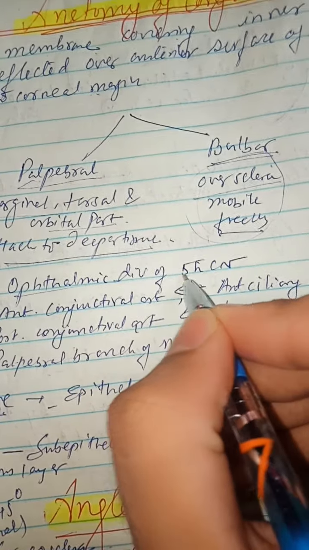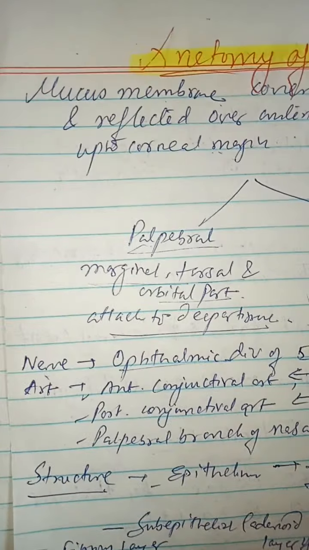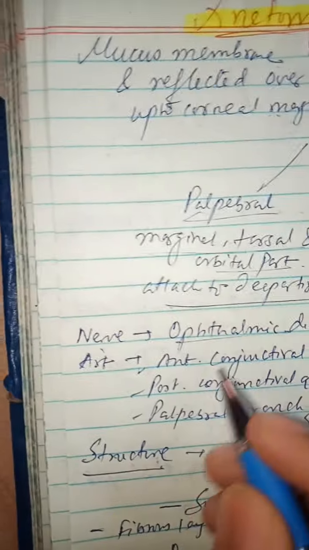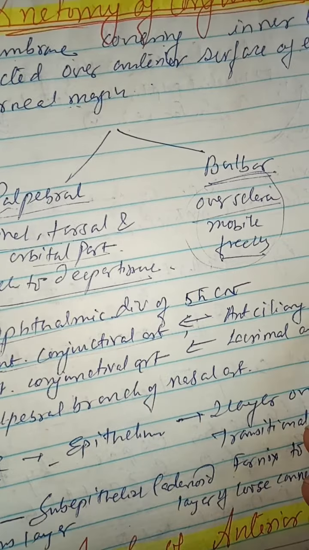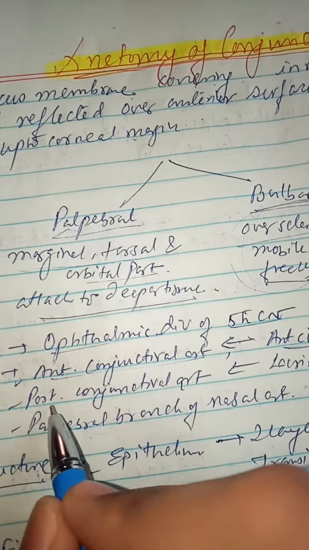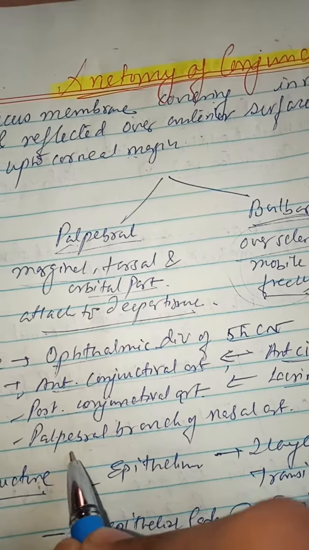Nerve supply of the conjunctiva is the ophthalmic division of the fifth cranial nerve, that is the trigeminal nerve. Arterial supply: anterior conjunctival artery, which is a branch of the anterior ciliary artery; posterior conjunctival artery, which is a branch of the lacrimal artery; and the palpebral branch of the nasal artery.